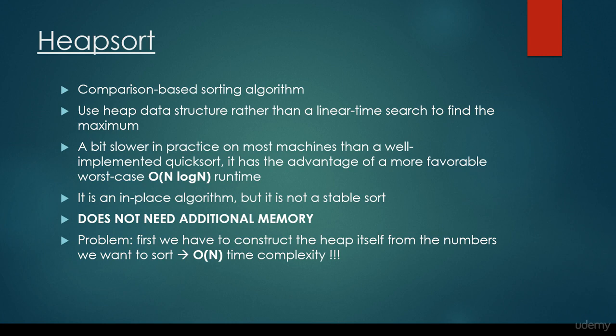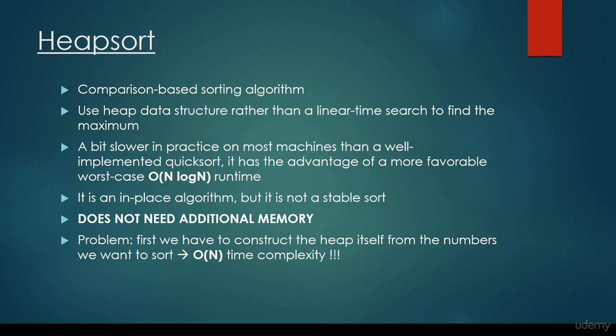So we keep looking for the maximum item, then if we find it, we set it to be visited, so we are not going to consider that given item over and over again. It is a bit slower in practice on most machines than a well-implemented quicksort, but on the other hand it has the advantage of a more favorable worst-case runtime, which is O(n log n), so linearithmic.